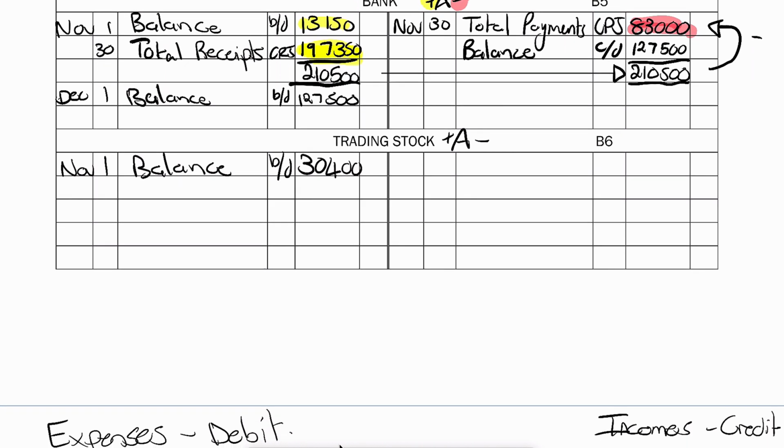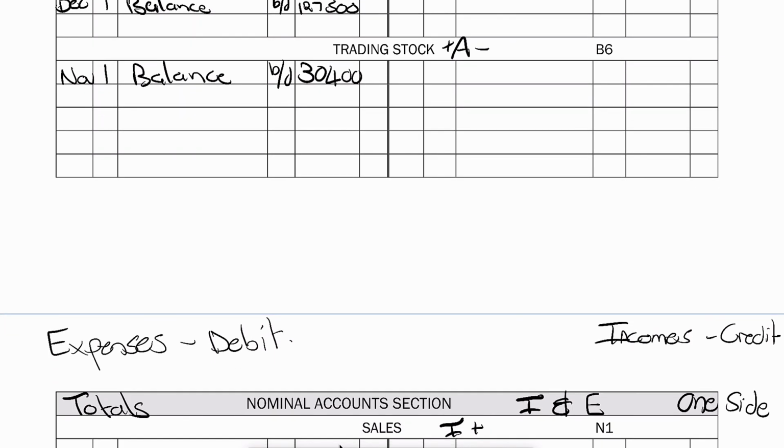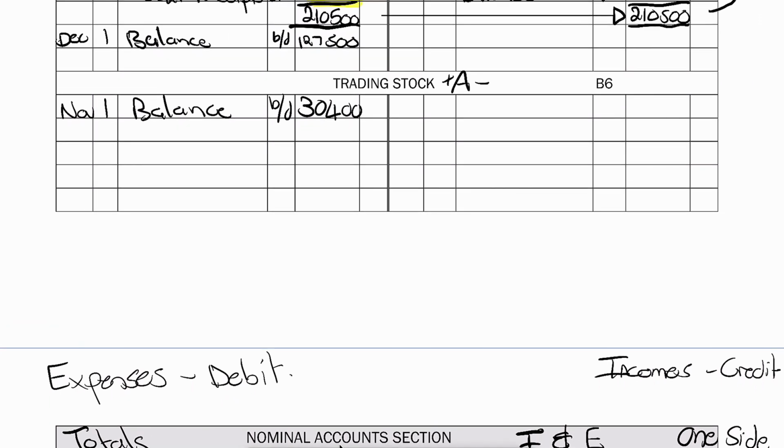Trading stock is an asset that works in the same way as bank. Okay, firstly, we have our balance that we've put in. We have 30,400 Rand of stock available on hand that we can sell.